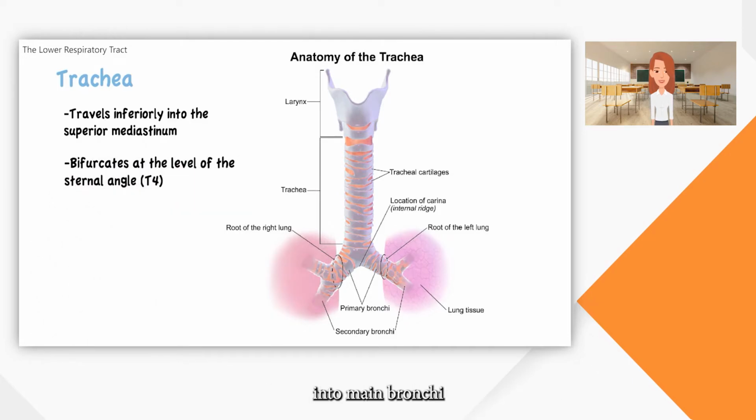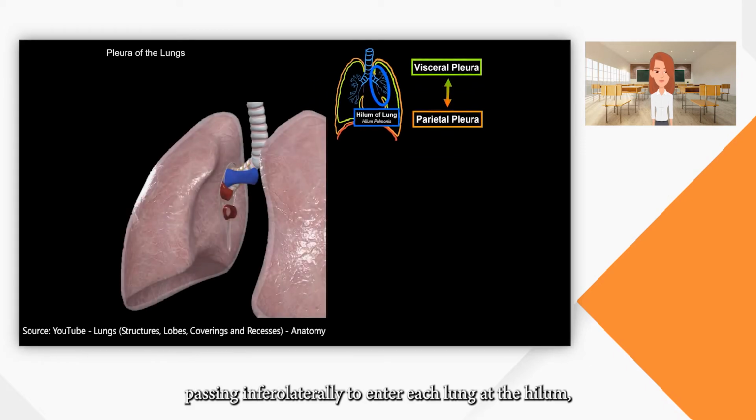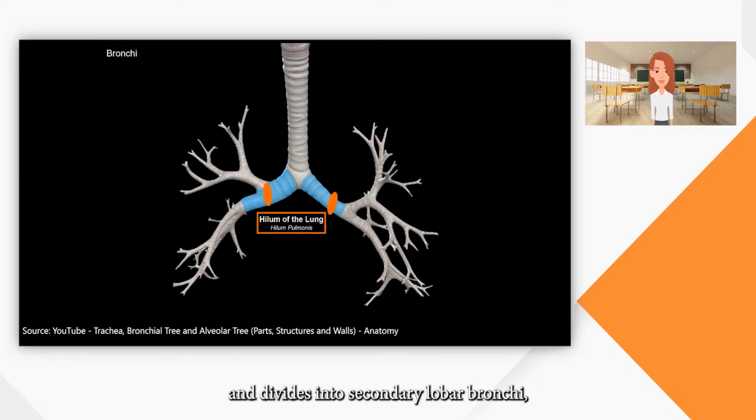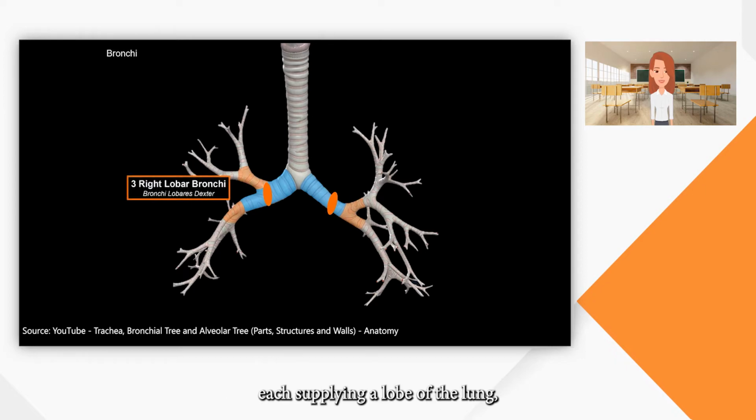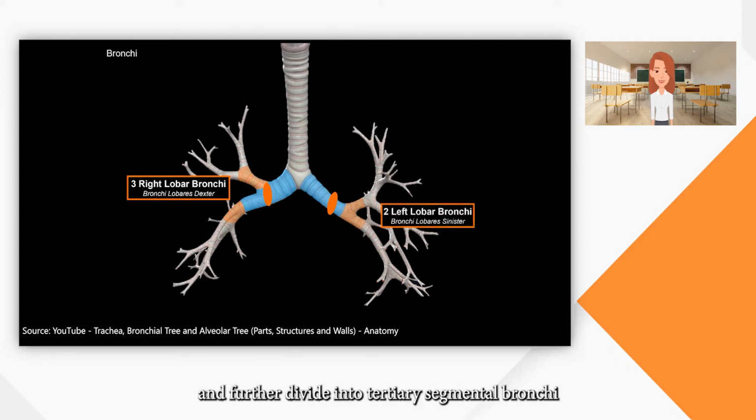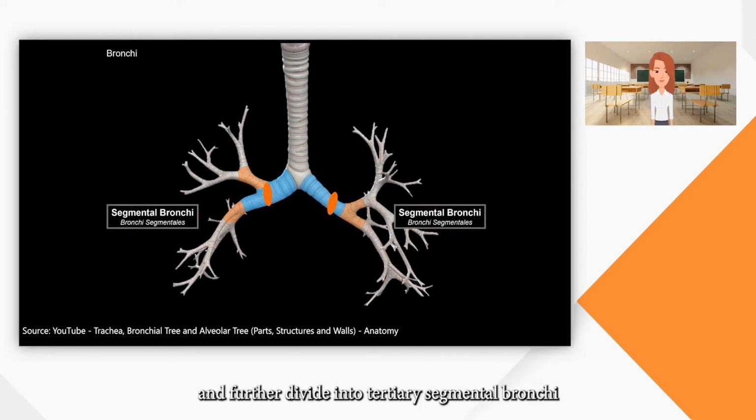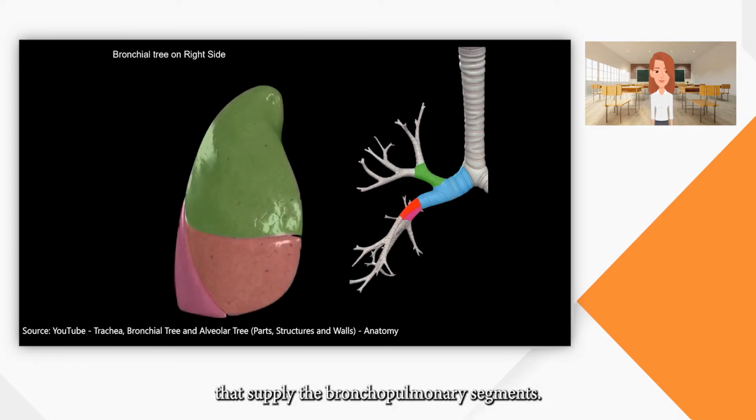into main bronchi, passing inferolaterally to enter each lung at the hilum, and divides into secondary lobar bronchi, each supplying a lobe of the lung, and further divide into tertiary segmental bronchi that supply the bronchopulmonary segments.